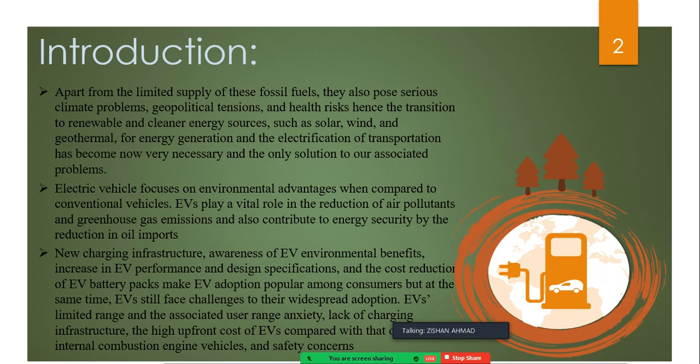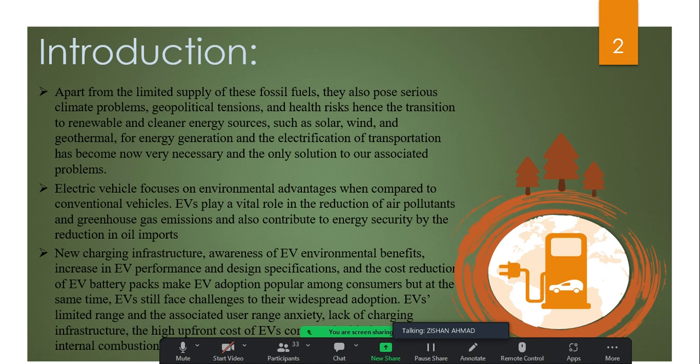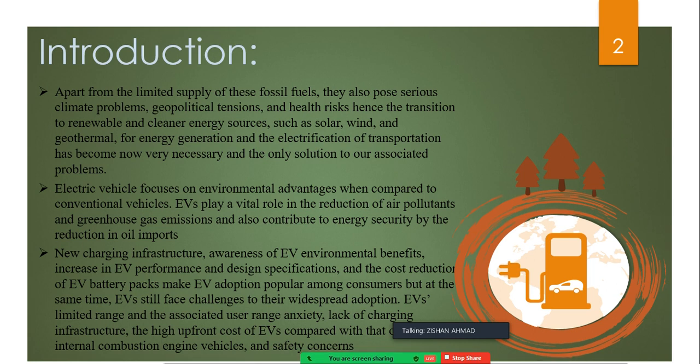When we talk about electric vehicles, we must compare them with conventional vehicles. Fossil fuels directly affect us, and at this point there is already a very limited supply of them. Besides being limited, they are also responsible for consequences such as climate-related problems, geopolitical tensions, and health risks. So it becomes very important to transition towards renewable and cleaner energy sources, which are solar, wind, and geothermal. These are the only solution to our associated problems.